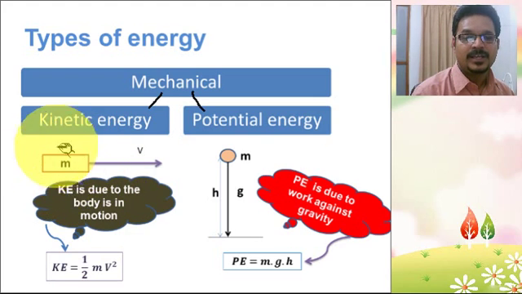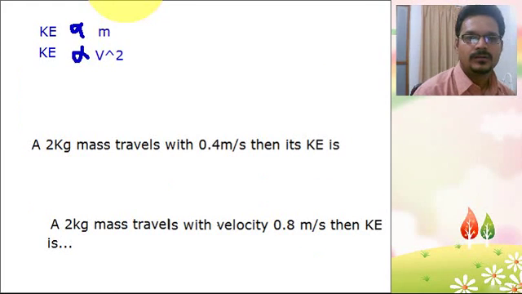See the example here. If there is a block of mass m that moves with velocity v, then the kinetic energy formula is given by KE equal to half m v square. Remember it very carefully. KE is a short form of kinetic energy, which is equal to half into m into v square. That means kinetic energy depends upon mass and velocity square. How is it? Let me explain. Kinetic energy is directly proportional to mass. Kinetic energy is directly proportional to v square.